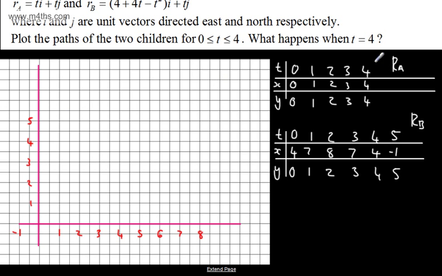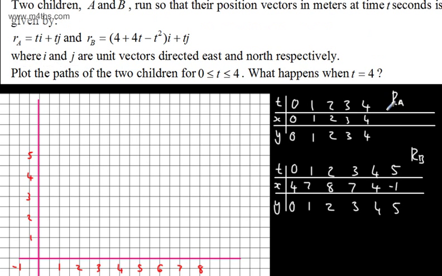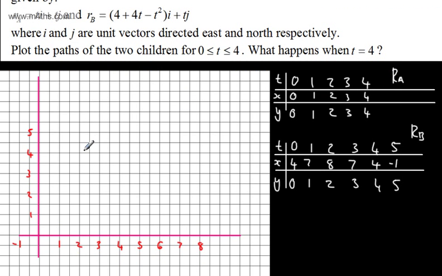So if we look now at plotting the path of child A, this is simply a linear function, and we're going to get the points 0, 0, 1, 1, 2, 2, 3, 3, 4, 4, and that's it. So we can go ahead and plot now that path. We don't extend it any further. That is what we end up having. So that now is RA. So this is the position of child A after t seconds given in meters. So let's just put this on. That is the position there.